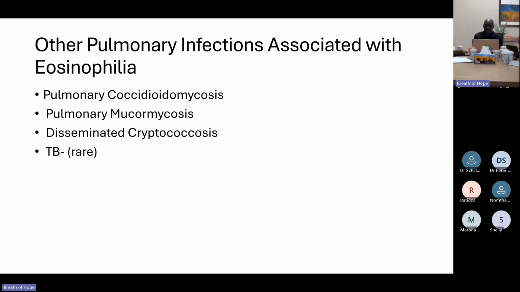The other pulmonary infections associated with eosinophilia, of course, will be pulmonary coccidioidomycosis, and then pulmonary mucormycosis and disseminated Staphylococcus with TB, very rare.